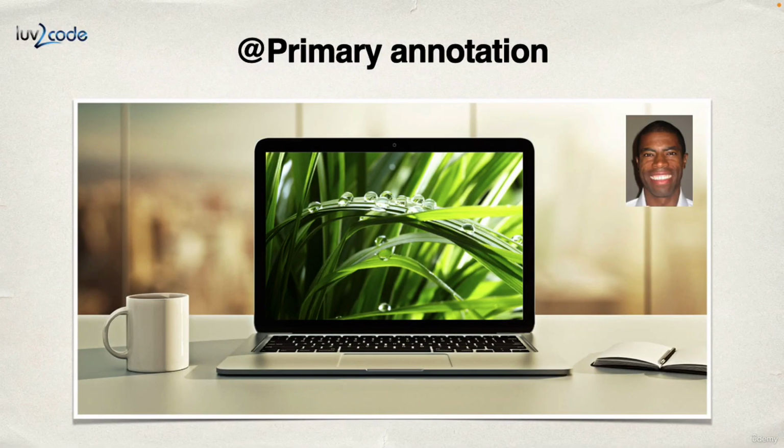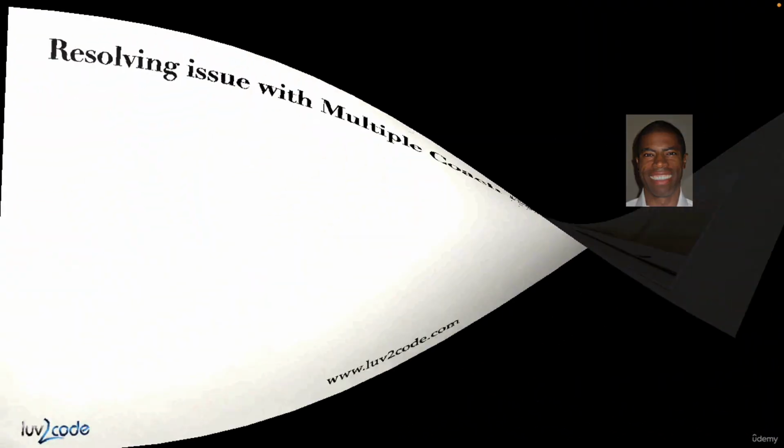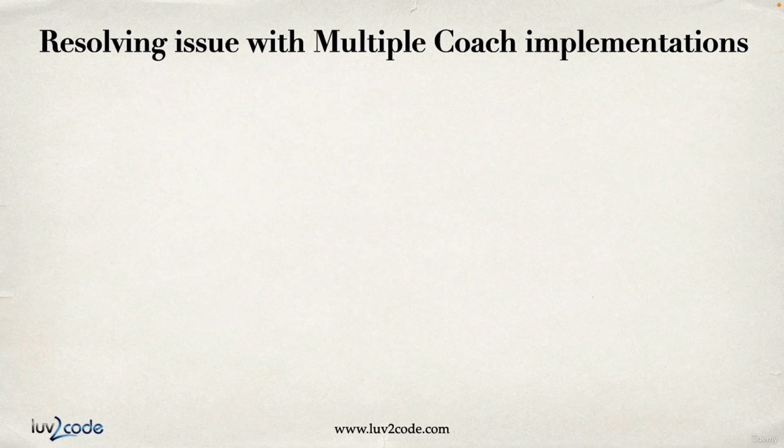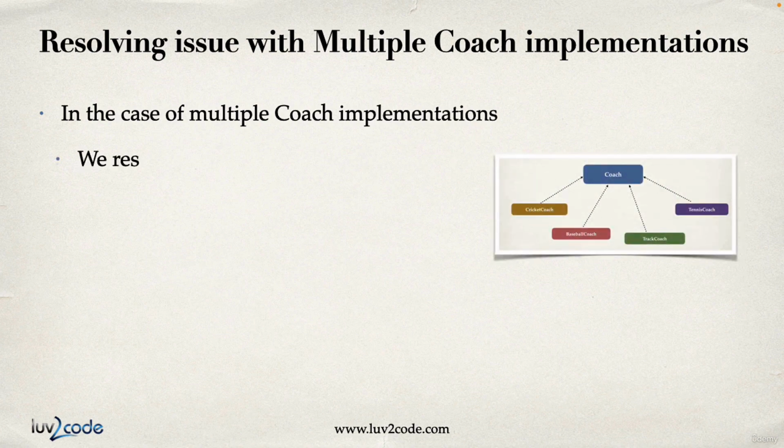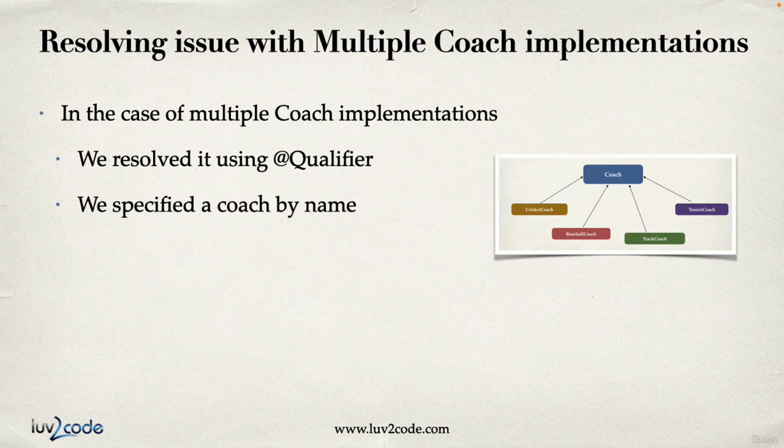In this video, we'll cover the primary annotation. Now, resolving the issue with multiple coach implementations, we saw the example in the previous set of videos by making use of the qualifier annotation. We were super specific by mentioning a coach by name. However, there's an alternate solution available.